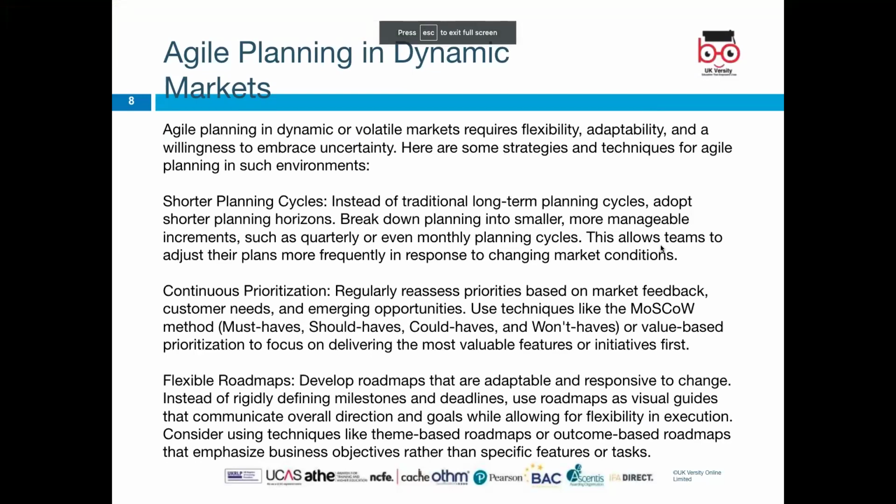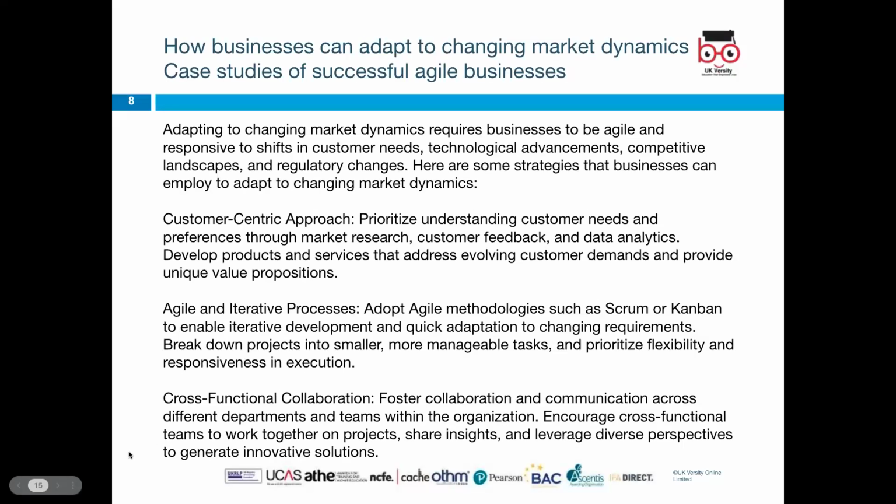Yeah, flexible roadmaps. Develop roadmaps that are adaptable and responsive to change. Instead of rigidly defining milestones and deadlines, use roadmaps as visual guides that communicate overall direction and goals while allowing for flexibility in execution. Consider using techniques like team-based roadmaps or outcome-based roadmaps that emphasize business objectives rather than specific features or tasks. How business can adapt to changing market dynamics, case studies of successful agile business.